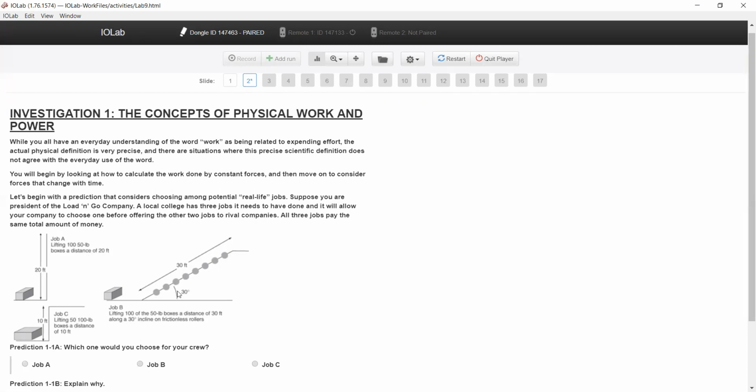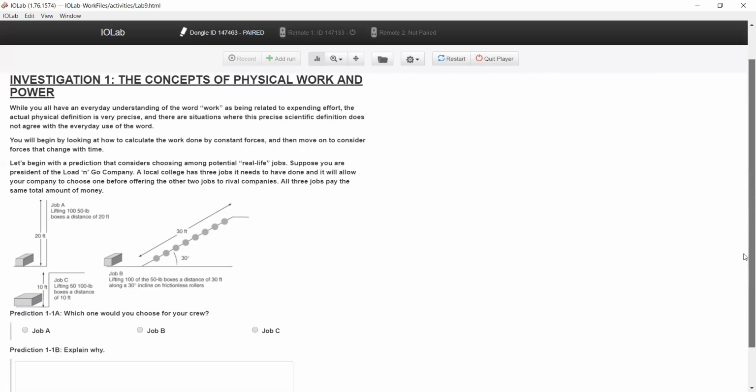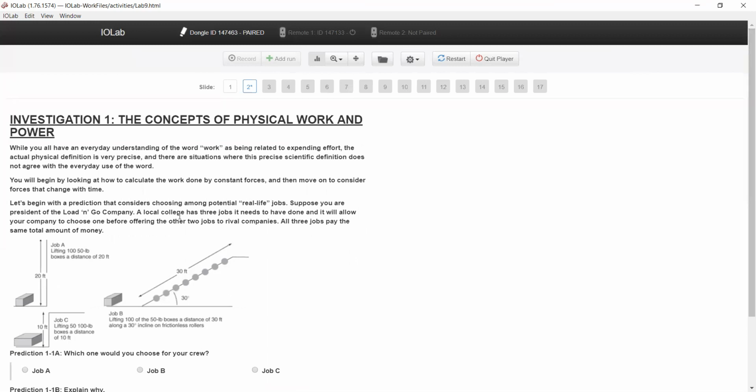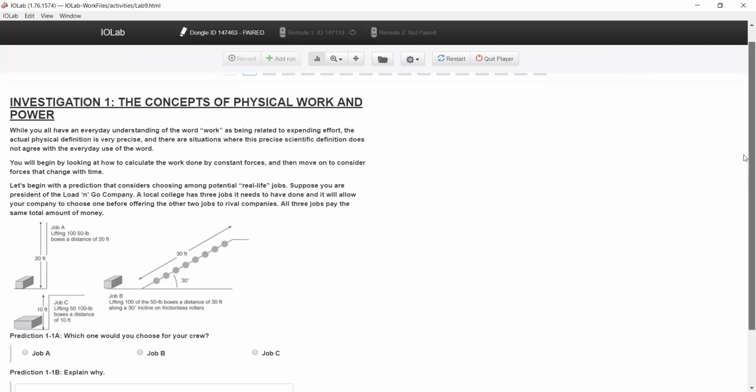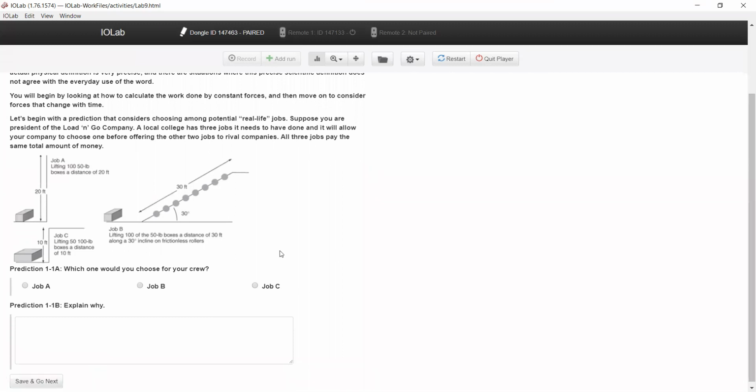So you may see how you can predict in which one you will be giving less work or less effort. Or power, you have to apply less power, less effort. So you may go ahead and make a prediction and then click on save and go next. As in real-time physics, you will predict first, do the experiment, see, and then move on to the next one. Go ahead, predict your answers, and then we'll move on to the next slide.